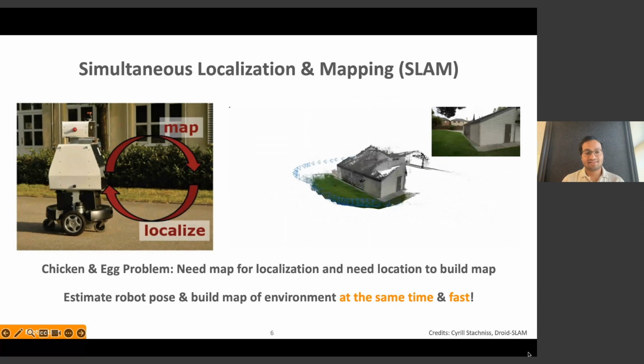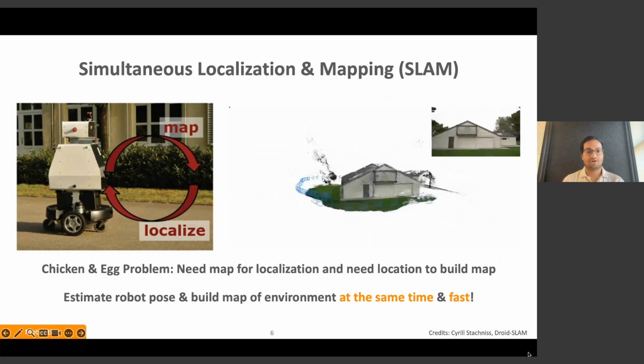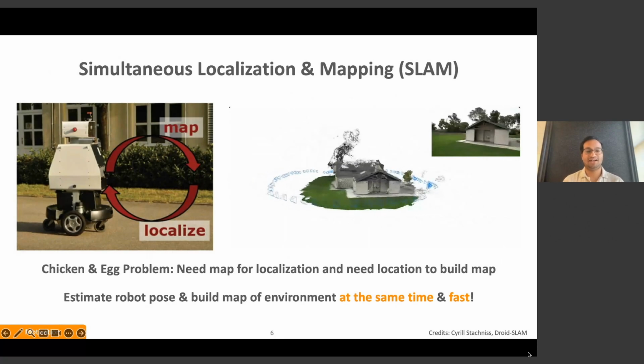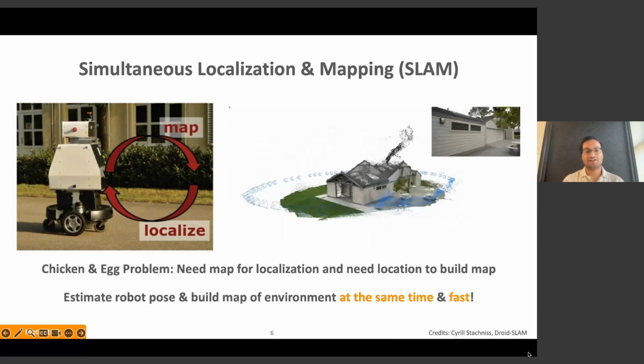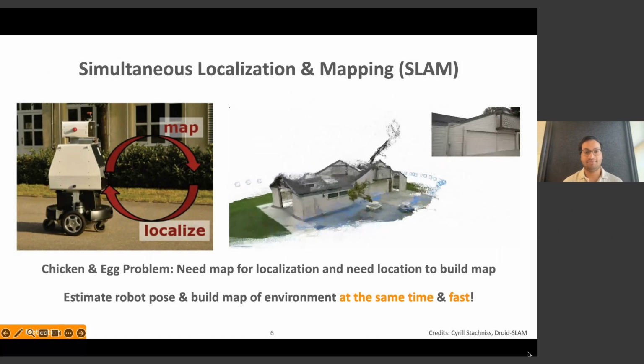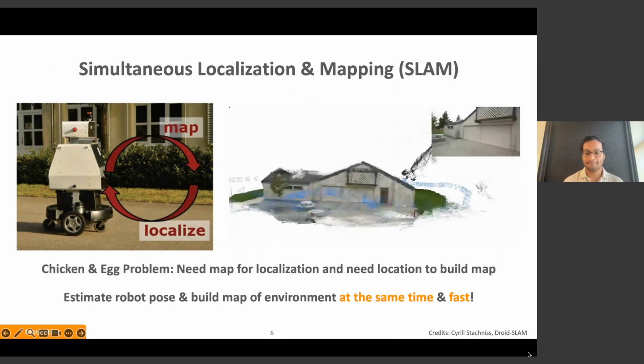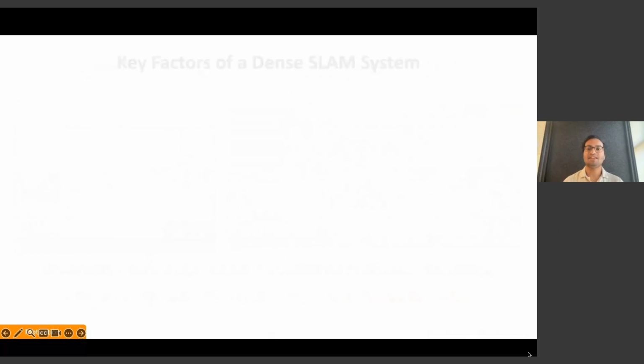But SLAM is a kind of chicken and egg problem, where you actually need a map for localization and you need a location to build a map. So you have to build the map at the same time and also estimate your pose, which is a hard problem in some sense. This is a very well-established field in general. For the past few decades, people have been making progress towards this problem.